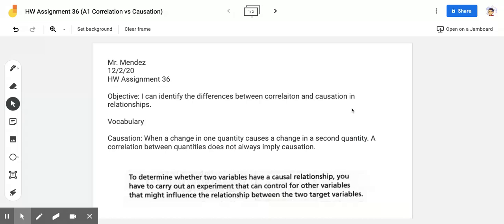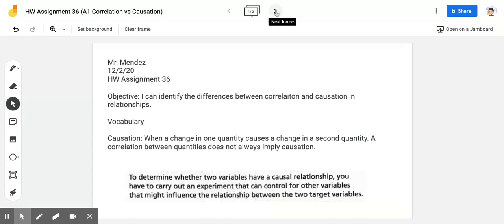So generally, to determine whether two variables have a causal relationship, you have to carry out an experiment that can control for other variables that might influence the relationship between the two target variables. All right. So a lot of examples you'll see, there are no experiments carried out where we could fix those other variables. So we can't really justify that a lot of relationships are causal. More of them are just correlations toward each other, positive or negative correlation.